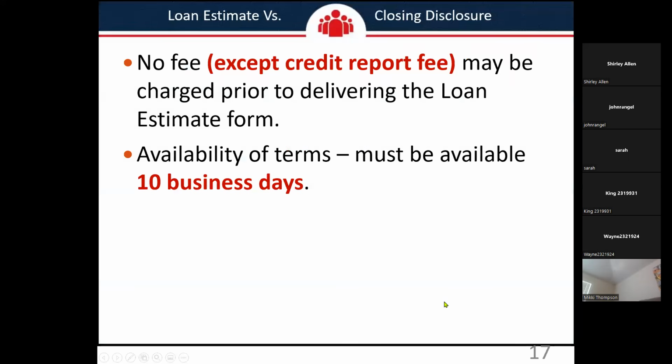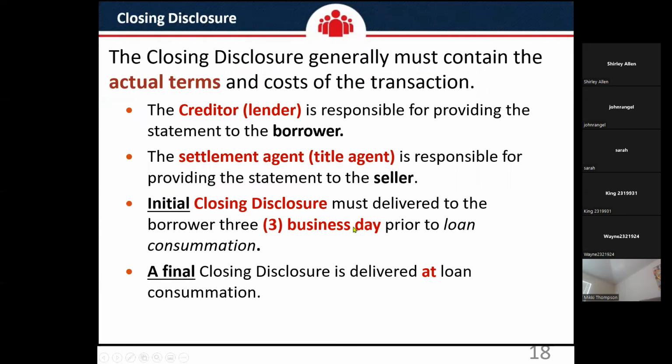Read it twice. Also, there is no fee that can be accepted other than the fee for the credit report before you deliver them that loan estimate. You cannot collect any money from your client. And there are some terms on the loan estimate that must be available for 10 business days. You have to read the loan estimate and see which ones they are. Some of those things do expire.